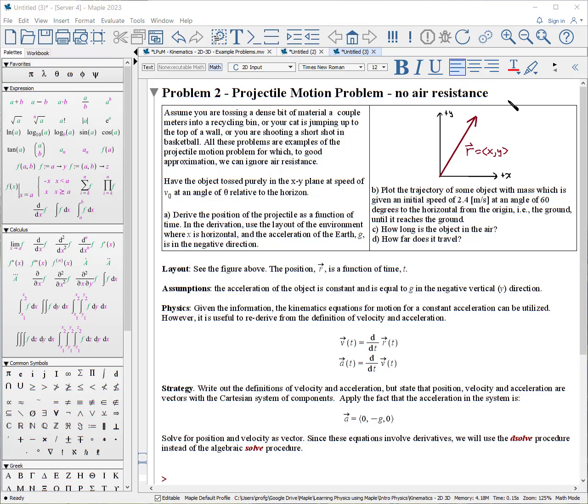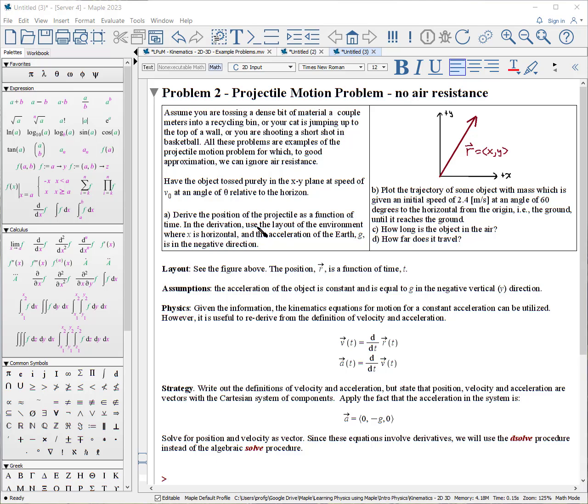Our next problem is a projectile motion problem with no air resistance. Having no air resistance is a little silly, but it's not a bad approximation if the distance you're throwing or tossing the object is short and the object itself is quite dense. It does not work for anything involving baseball.